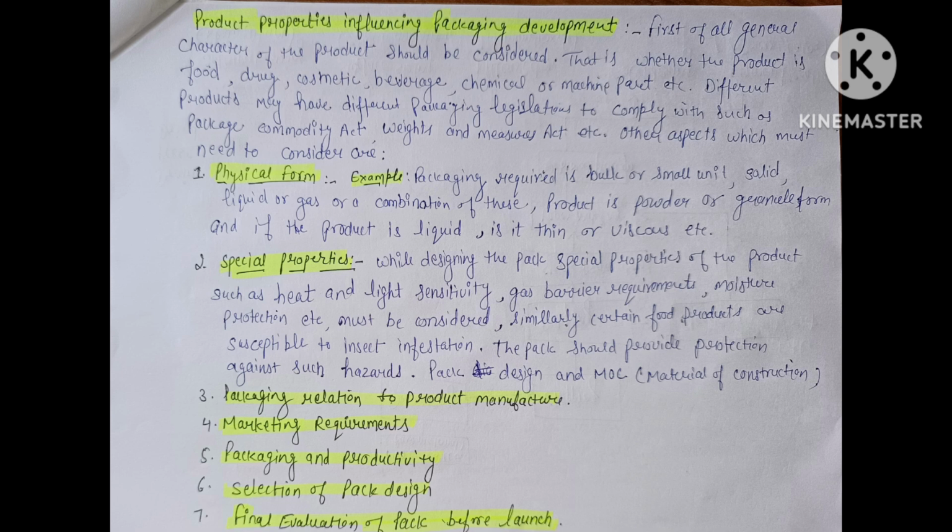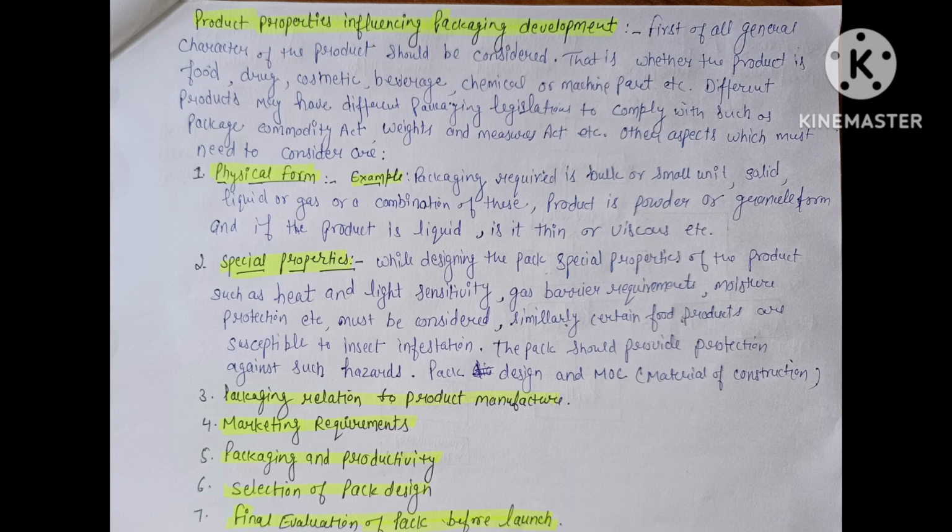Other aspects which need to be considered are physical form of the product. For example, packaging required is bulk or small unit, solid, liquid or gas, or a combination of these. Product is powder or granule form, and if the product is liquid, is it thin or viscous, etc. These are the physical form of product.